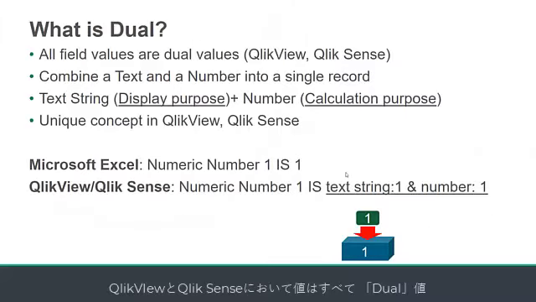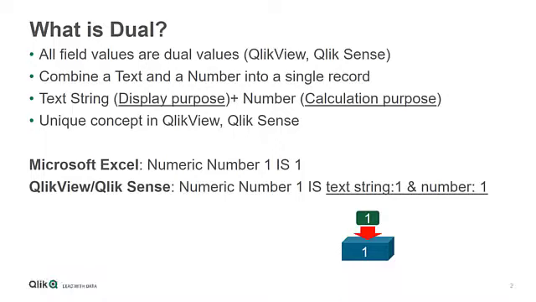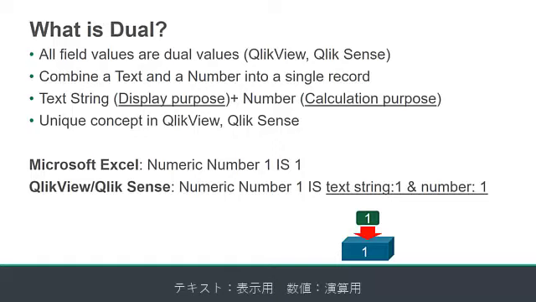What is dual? In QuickView and QuickSense, all of the field values are dual values. Dual is a combination of a text and a numeric value. In QuickView and QuickSense, we combine the text and numeric value into a single record. In other words, a single record consists of a text string and a numeric number. The text string is for display purposes, and the numeric number is for calculation purposes.